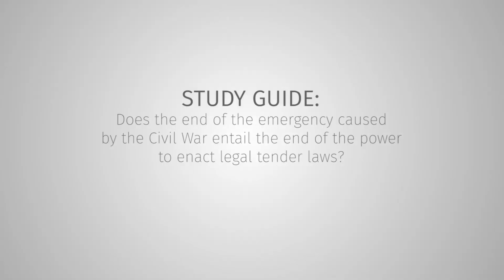The Knox court cited the need of the Legal Tender Act during the emergencies of the Civil War. Study guide. Does the end of the emergency caused by the Civil War entail the end of the power to enact legal tender laws? But Knox did far more than this. The decision also adopted a much broader construction of the Necessary and Proper Clause, one that went beyond even Justice Story's construction in Prigg v. Pennsylvania. Indeed, the majority's construction in Knox may be the most capacious reading of the Necessary and Proper Clause ever articulated by the Supreme Court.